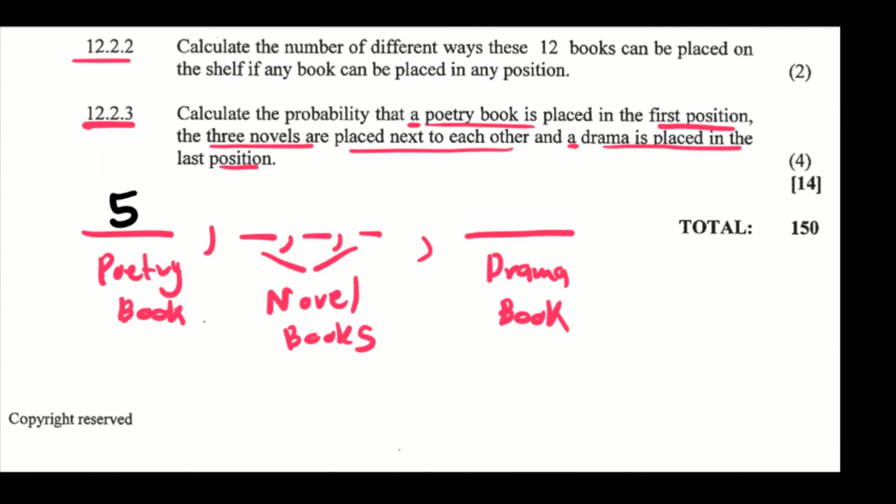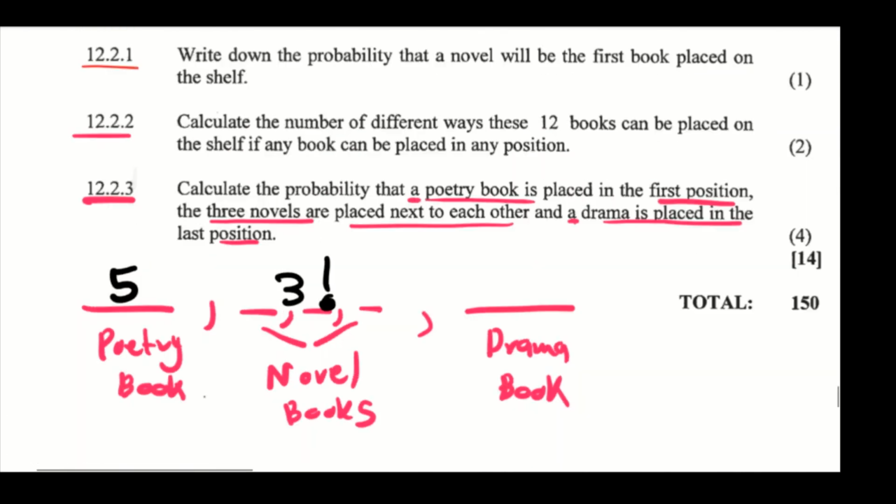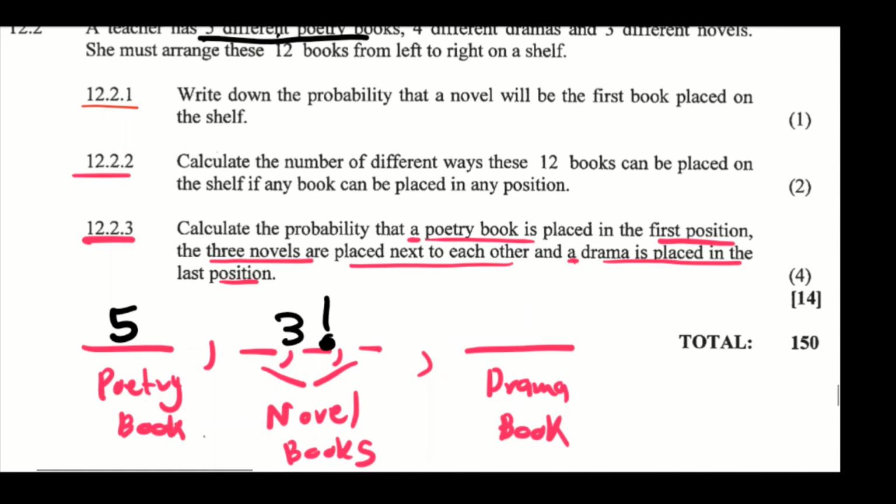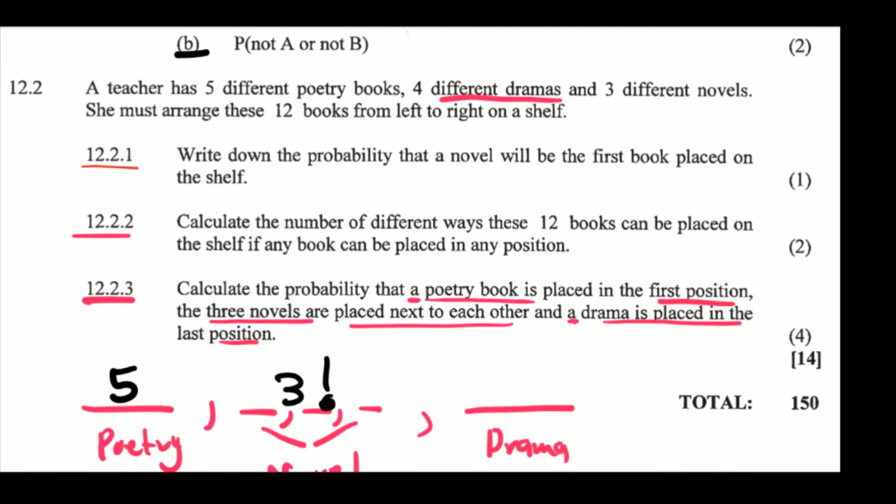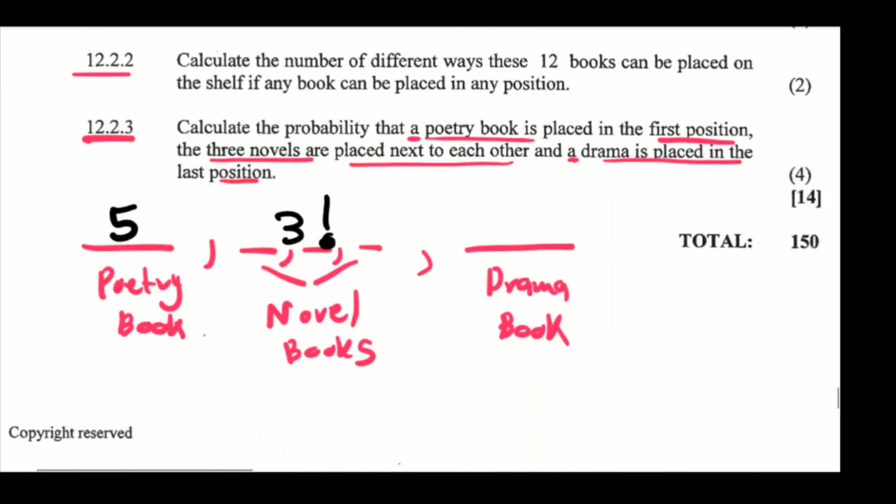5 poetry books to choose from, and then we have 3 novel books, right? 3 novel books, so you can just write 3 factorial here because they can be placed in different ways in these 3 spaces that they have, right? And then we have a drama book, just one drama book. But how many drama books do we have? We go to the statement. We have 4 drama books, right, to choose from. So you can simply write 4. Let me write 4. So it's gonna be 4 there, right?